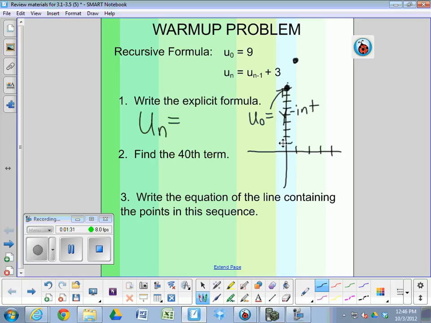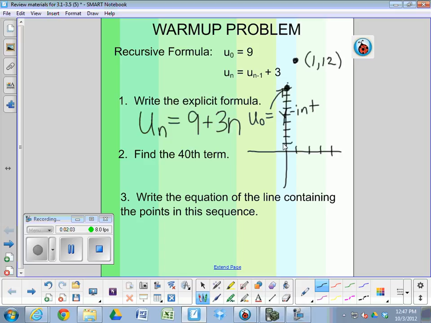So to change this to an explicit formula, you say that you get to any number by starting with what? 9, and adding 3 for every n. So that's the explicit formula. So for any term that you want, you just plug in that number. So if you wanted term number 1, plug in 1. And the idea was 3 times 1, 3 plus 9. That's 12. So that's where that point was, 1 comma 12.